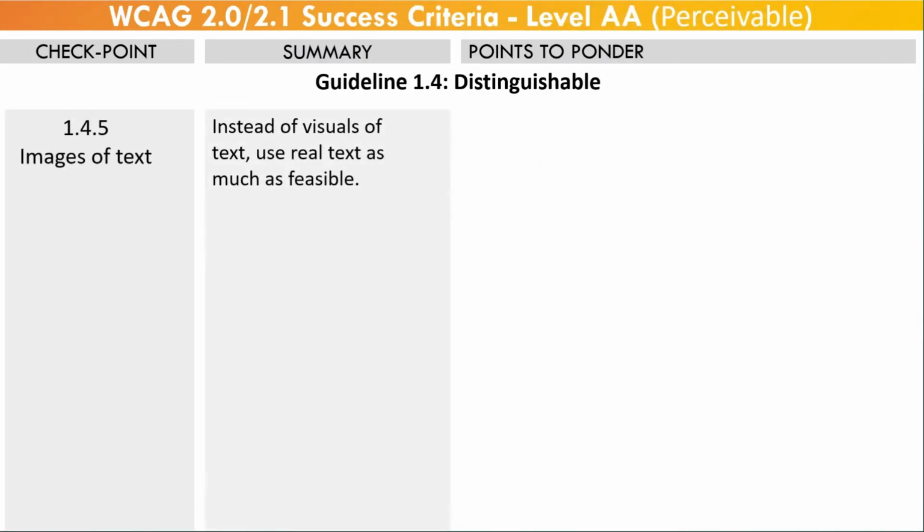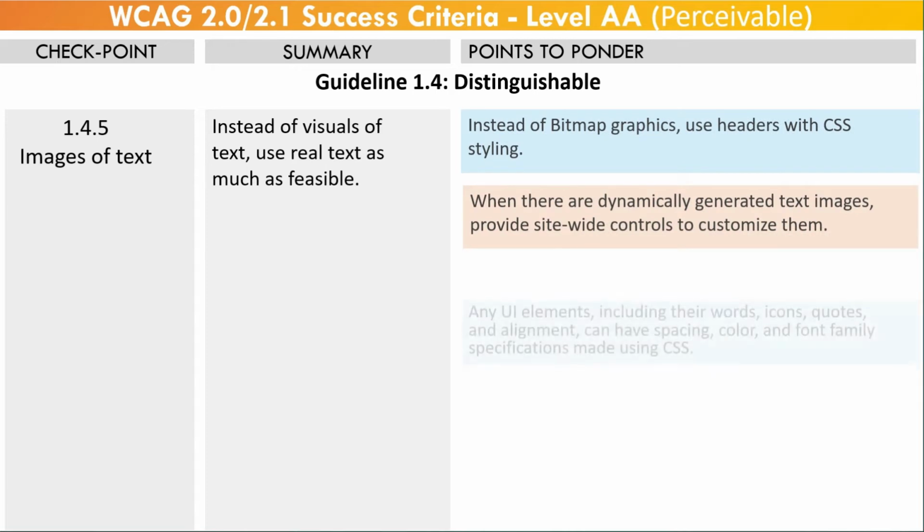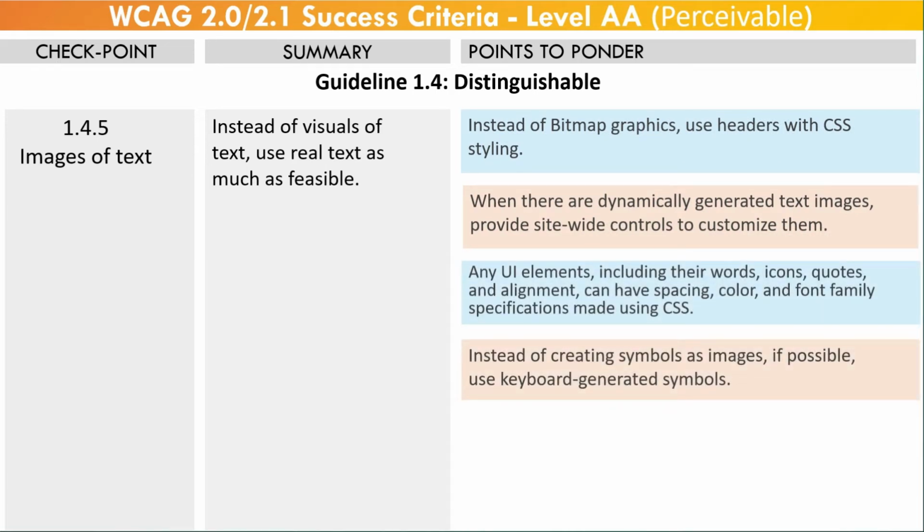1.4.5 Images of text. Instead of visuals of text, use real text as much as feasible. Instead of bitmap graphics, use headers with CSS styling. When there are dynamically generated text images, provide site-wide controls to customize them. Any UI elements, including their words, icons, quotes, and alignment, can have spacing, color, and font family specifications made using CSS. Instead of creating symbols as images, if possible, use keyboard-generated symbols.